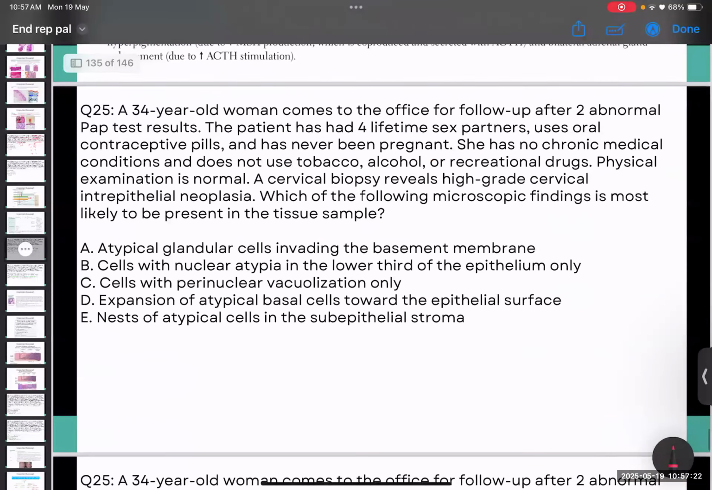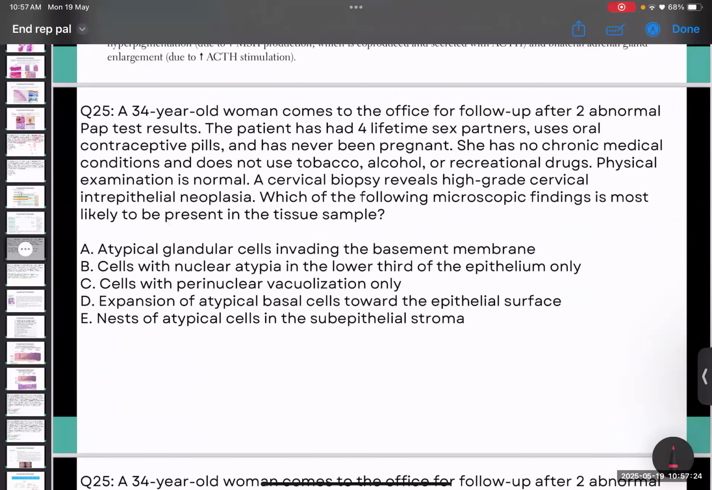Now, question number 25. Here we have a 34-year-old woman who comes to the office for follow-up after 2 abnormal pap test results. The patient has had 4 lifetime sex partners, oral contraceptive pill usage, and she's never been pregnant. She has no chronic medical conditions, does not use tobacco, alcohol, or recreational drugs, and physical exam is normal. Cervical biopsy shows high grade intraepithelial neoplasia. So I'm assuming this is probably CIN2 or CIN3, most likely 3. Which of the following microscopic findings is most likely to be present in the tissue sample?